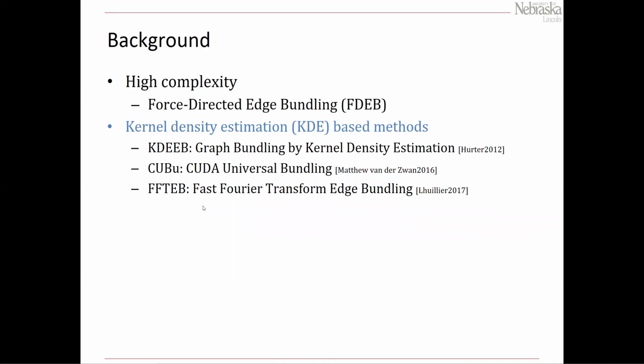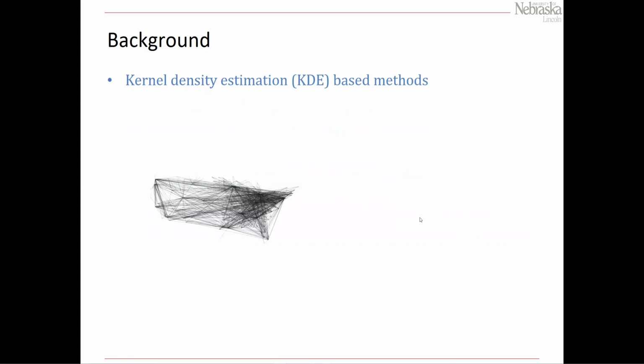So around this direction, the representative algorithms are KDEEB, kernel density estimate edge bundling, CUBU, which is CUDA universal bundling, and fast Fourier transform edge bundling. The basic idea of this KDE-based algorithm relies on image-based sampling. Given a node-link diagram of a graph, the first step is to conduct image-based sampling.